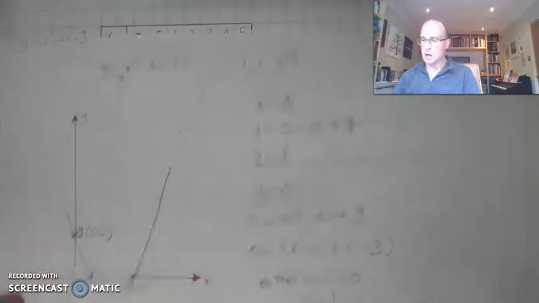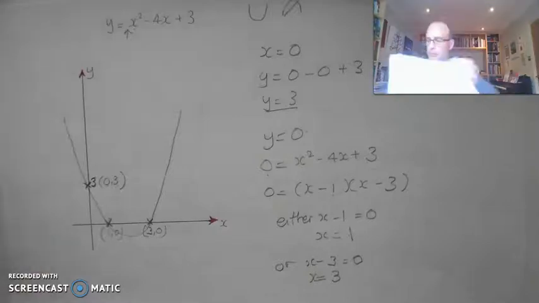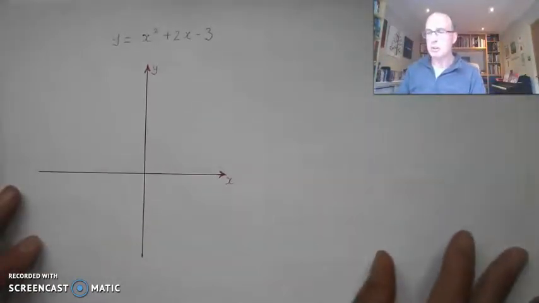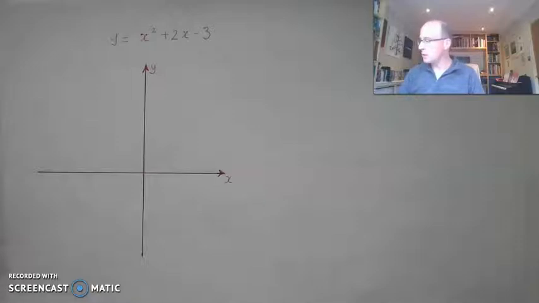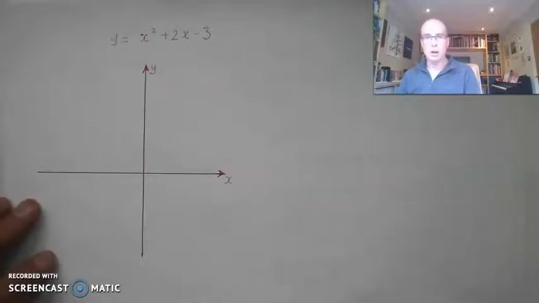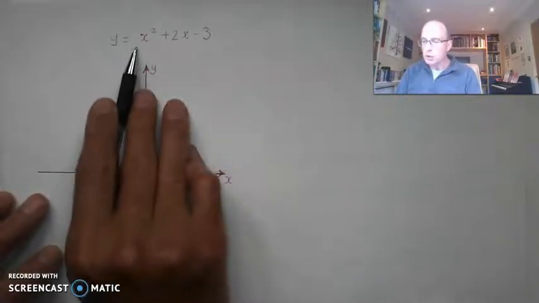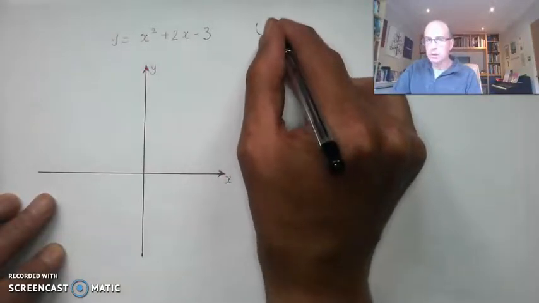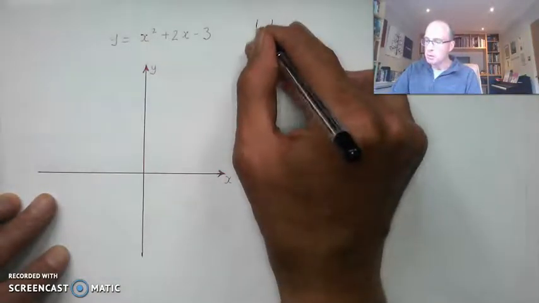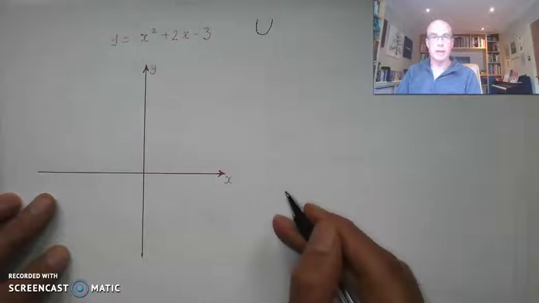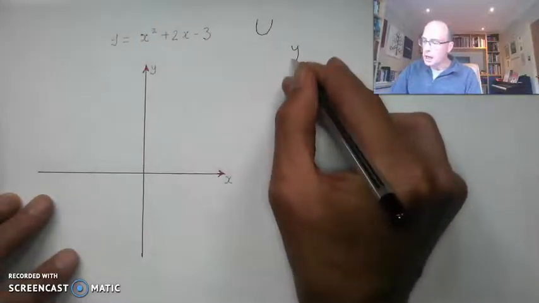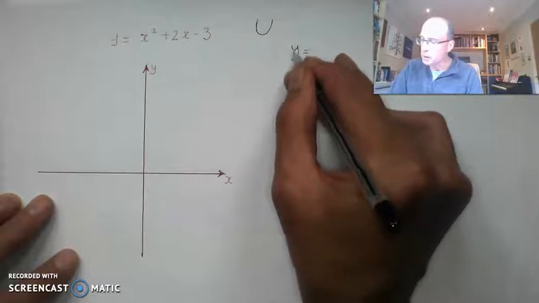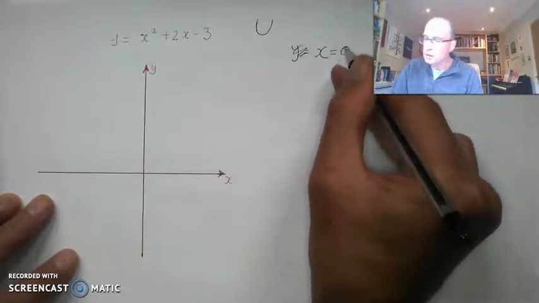Let's have a look at another example. So this one we haven't drawn first, so we've got no hints. We're just going to have to use our techniques to try and work out what we're doing. First of all, I've got one lot of x squared, so I know I'm going to be dealing with a U-shaped curve rather than an inverted U or an N. I can have a look at what happens when, let's start off with x equals 0.